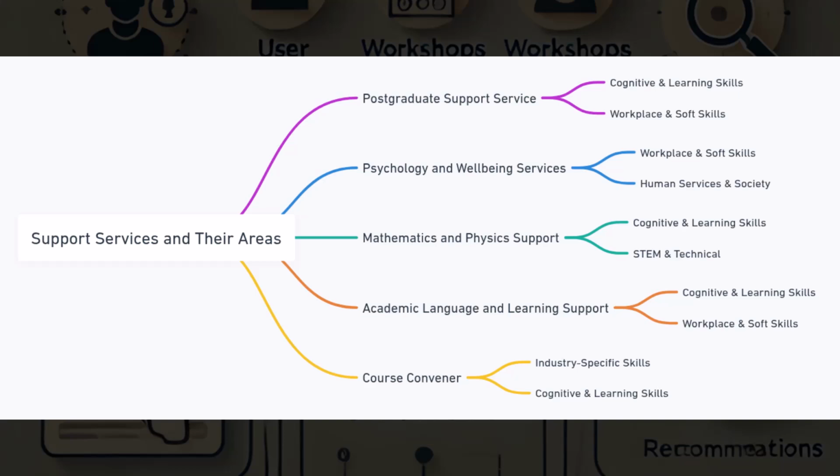The Postgraduate Support Service helps postgrad students build study habits, manage their time, and stay focused on academic goals. Psychology and Well-Being Services provide free mental health support to help students manage stress and stay on track. Mathematics and Physics Support offers one-on-one or group help for students studying first-year or engineering-level math and physics. Academic Language and Learning Support helps students improve their writing, presentations, referencing, and general study skills. And finally, the course convener is the go-to person for subject-specific questions, industry insights, and assessment-related support.